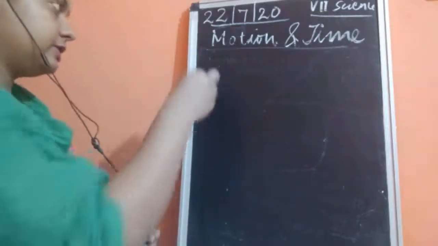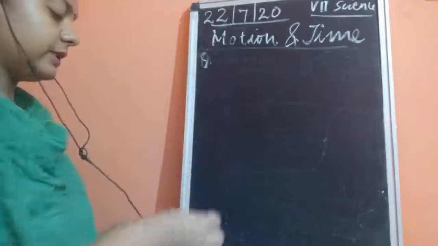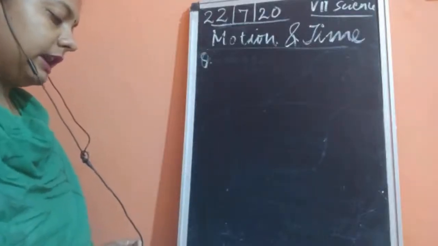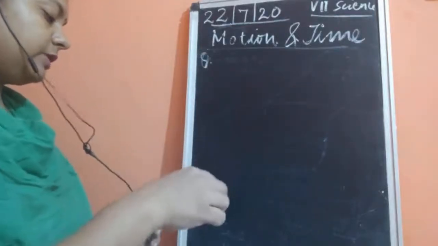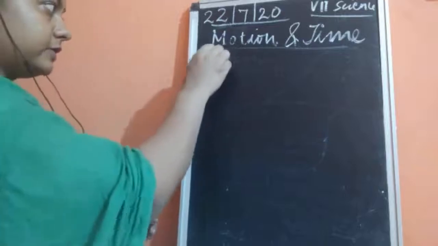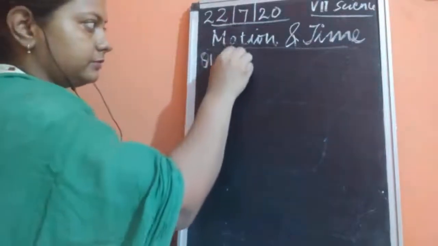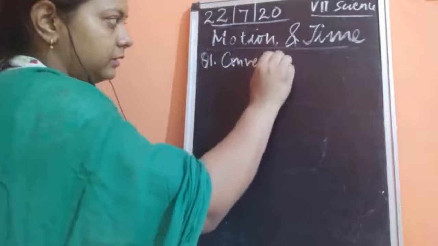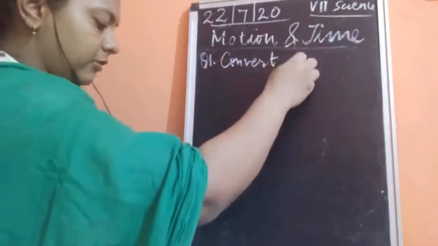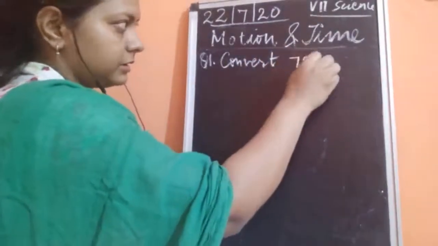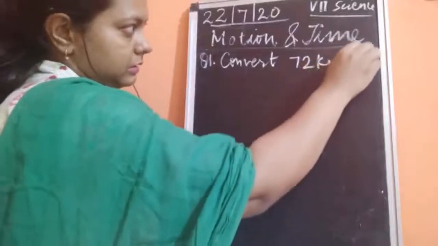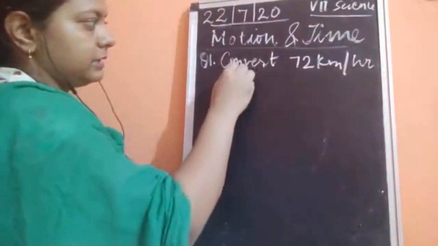So I'll write down the first question. The very first question here is that a car takes... okay, before that I'll take one simple question. First of all, there is a conversion. Convert 72 kilometer per hour into meter per second.